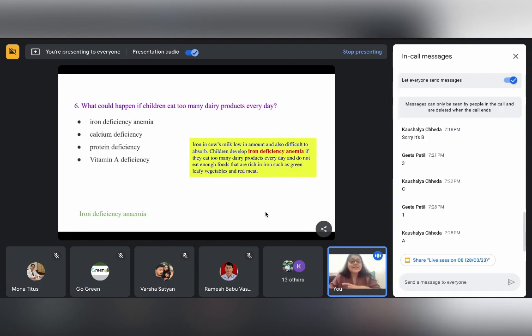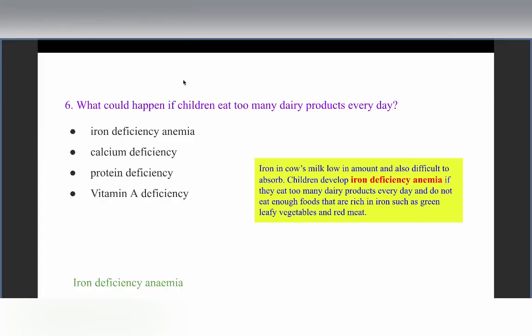So iron is indispensable. Hence these things need to be kept in mind when any child is having a lot of dairy products in a regular diet, right? So yes, the correct answer is iron deficiency anemia.